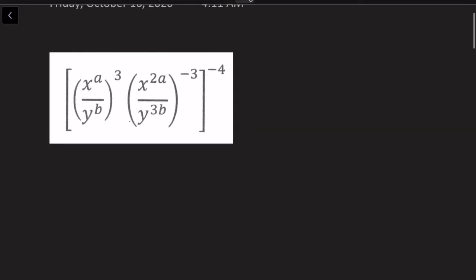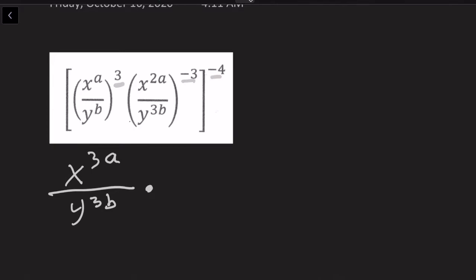For this first example, the first thing I want to do is distribute what's inside of these parentheses. So I'm going to leave the -4 outside of the brackets. I'm going to leave that alone, and I'm going to start with the exponents on the inside of the parentheses. So to begin with, when we have x^a with a raised to the power of 3, you're just going to take your a and multiply it by 3. So then we're going to be left with x to the 3a over the same thing on the bottom. It's going to be y to the 3b.